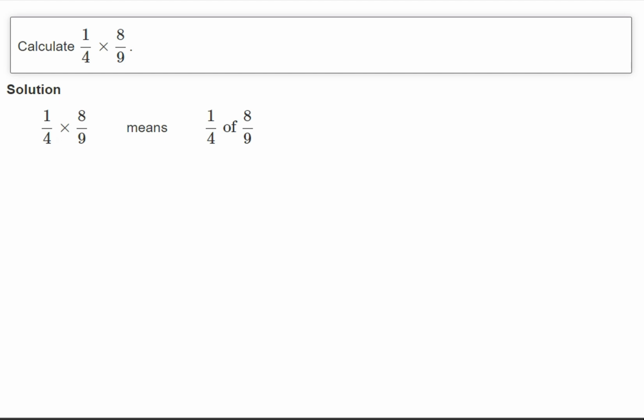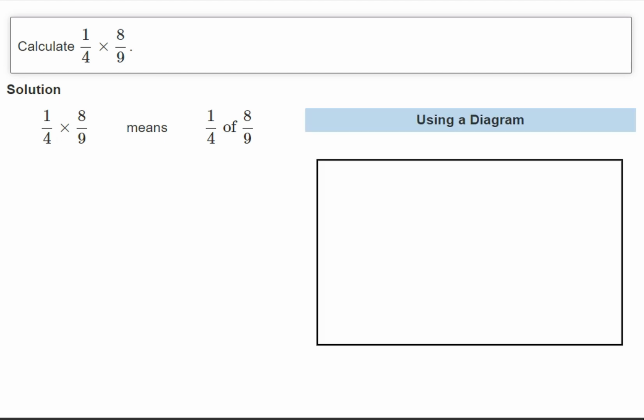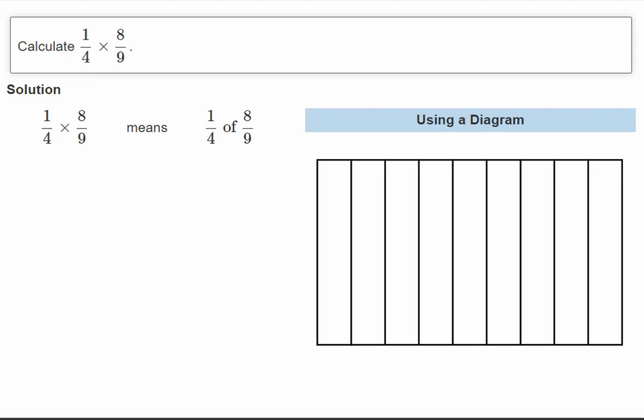So we start by solving this using a diagram. We create the fraction 8/9 by using a rectangle to represent one whole, dividing this rectangle into 9 parts, and then we shade 8 of them. This image now represents the fraction 8/9.